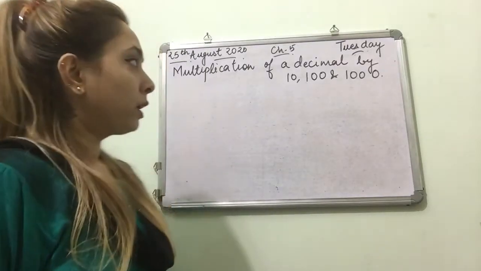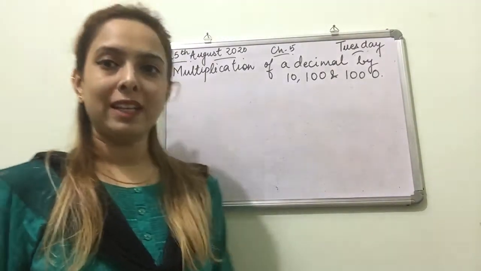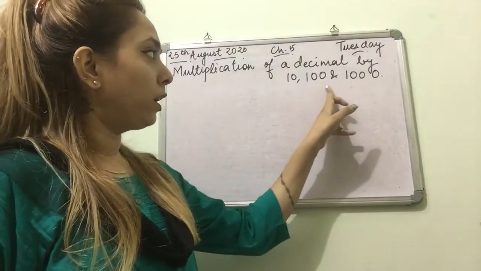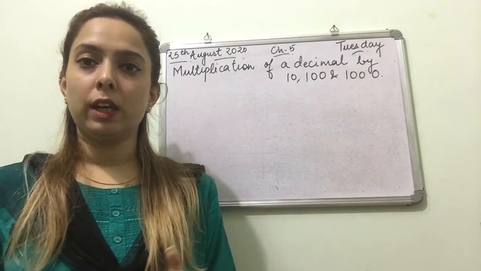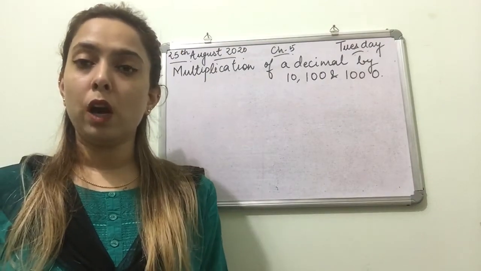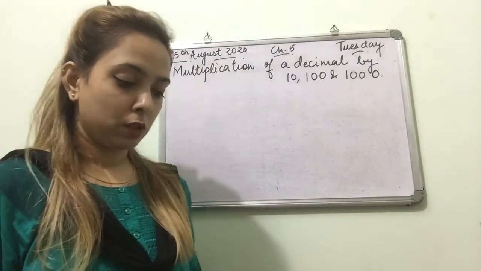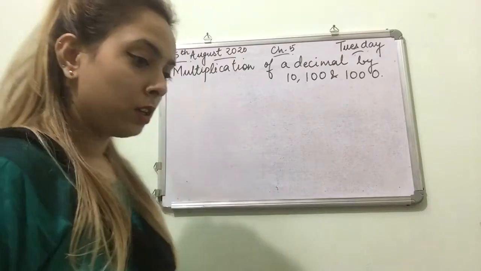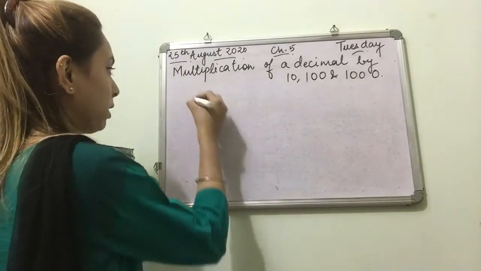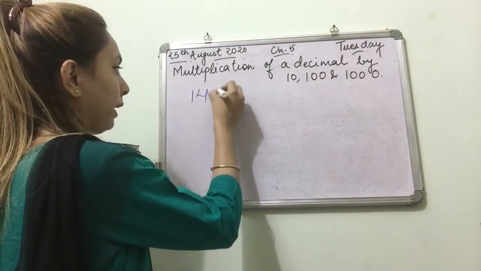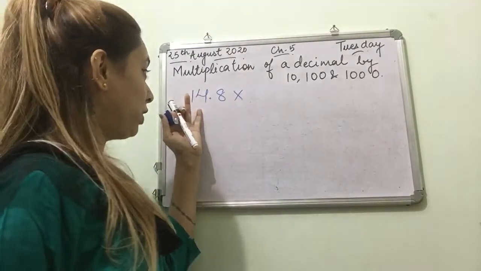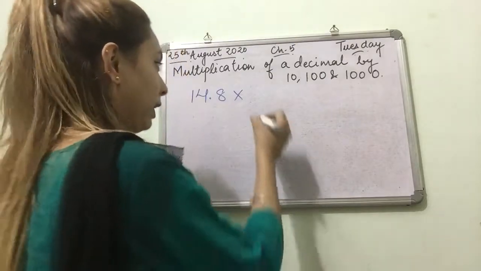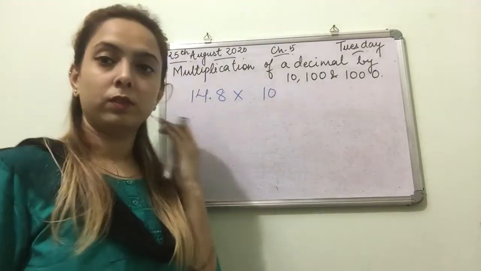So now the next topic is multiplication of a decimal by 10, 100 and 1000. In such a case, how are you going to perform the multiplication? Let's take an example. Suppose a decimal number 14.8 is given and you have to multiply this decimal number by 10.